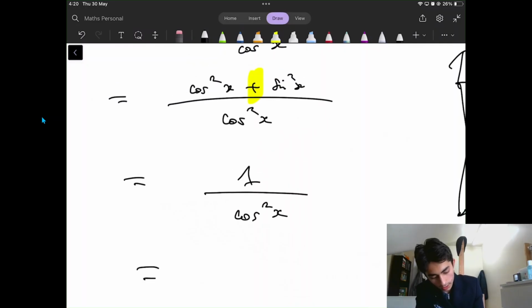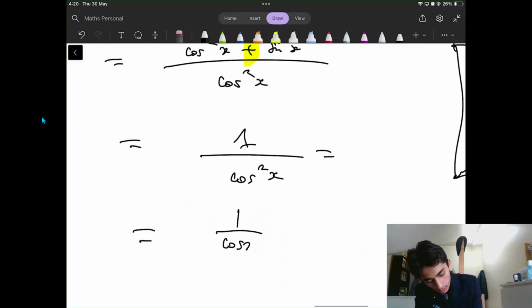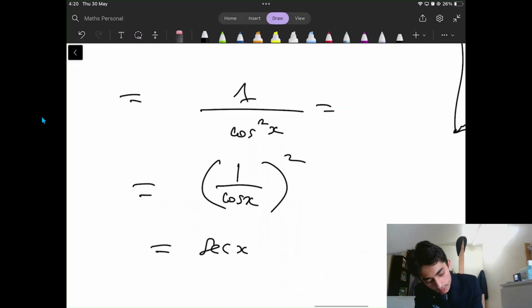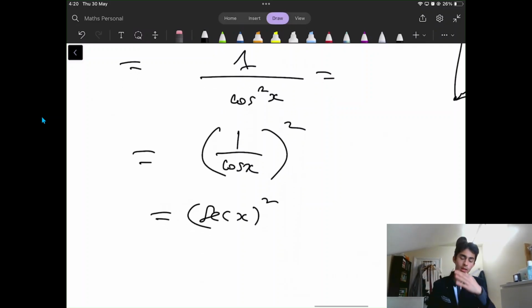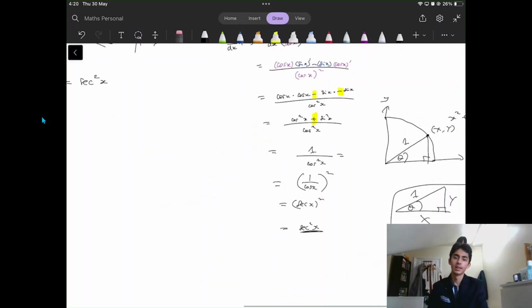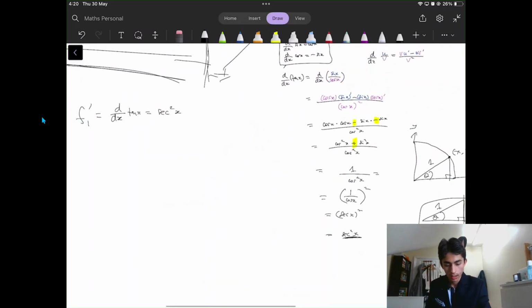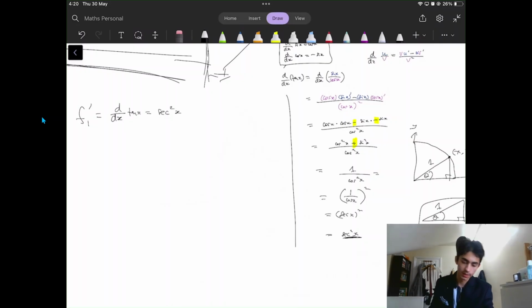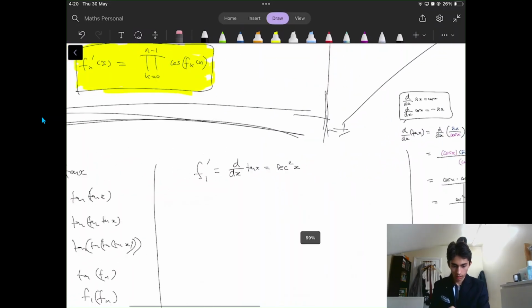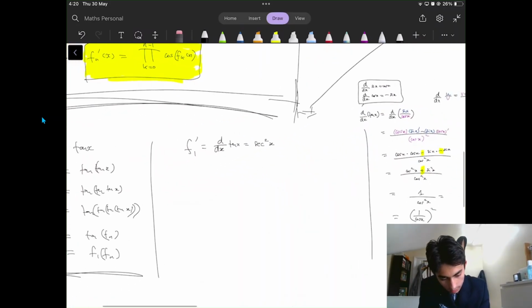You're left with 1 over cosine squared, which is equal to 1 over cosine x squared, which is equal to secant x squared, right? That's the definition of secant, just 1 over cosine, which is equal to secant squared of x. You can use this notation here. That is how you derive the differentiation of tan of x, using the derivative of sine and cosine and by using the quotient rule, okay? So now let's use the chain rule for tan of x.